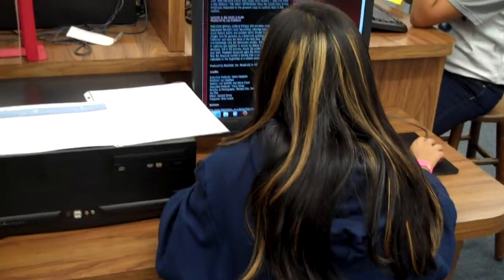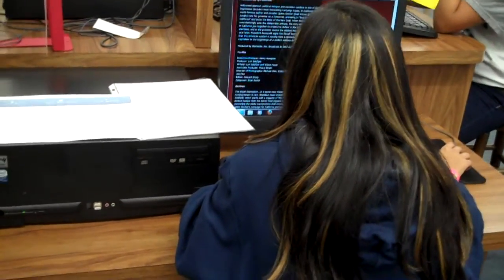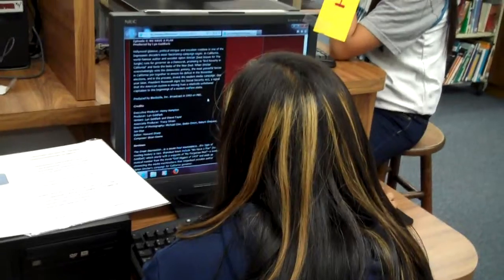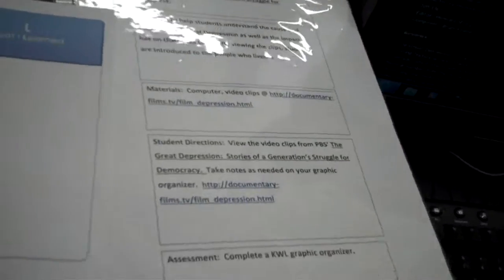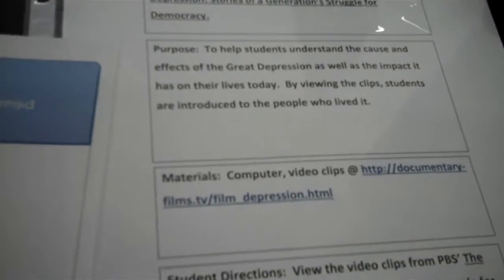So I have a student here viewing the clips, and I have in their directions to view the clips at that website and to take notes as needed on the graphic organizer, which is right here. It's a KWL chart, and here are my instructions right here.